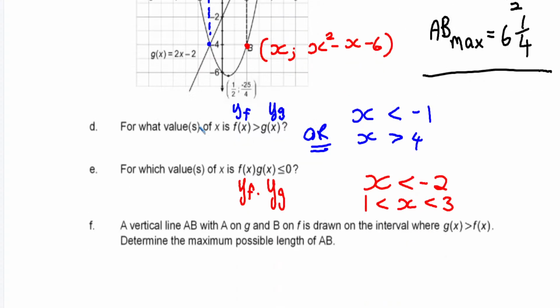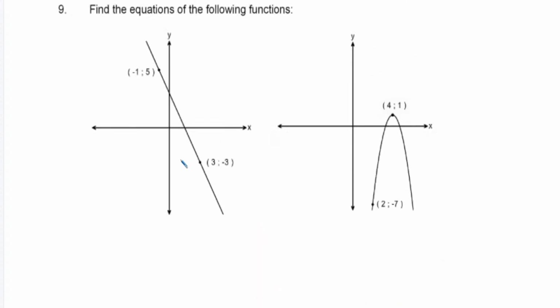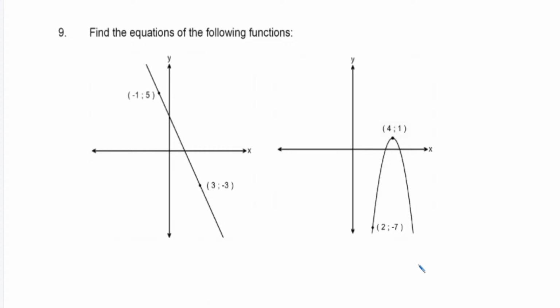And so we've done that one. This one is finding equations of functions. Very, very straightforward. You've obviously got to know what this thing is. Well, it's a straight line. Standard form y equals mx plus c. Right? The gradient, it's dropping 8.